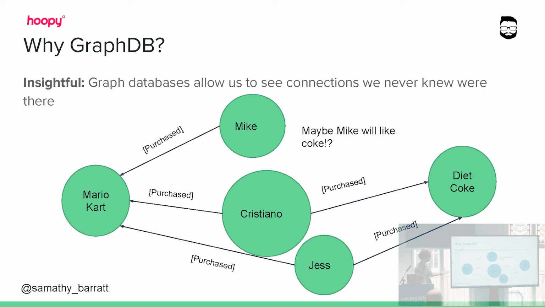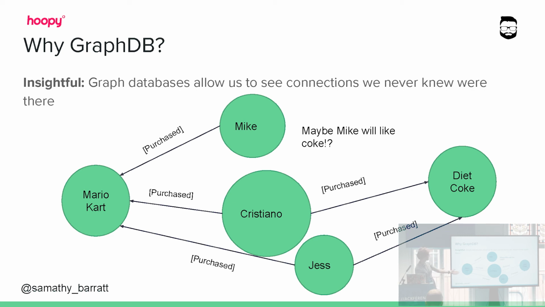For example, this is a graph that has a couple of people in it and a couple of products. We've got Mario Kart, the video game, and Diet Coke, the beverage. And we have some data that says that Cristiano and Jess both enjoy Mario Kart and Diet Coke, and they've both bought those things. We also have a node that contains Mike in a ball.